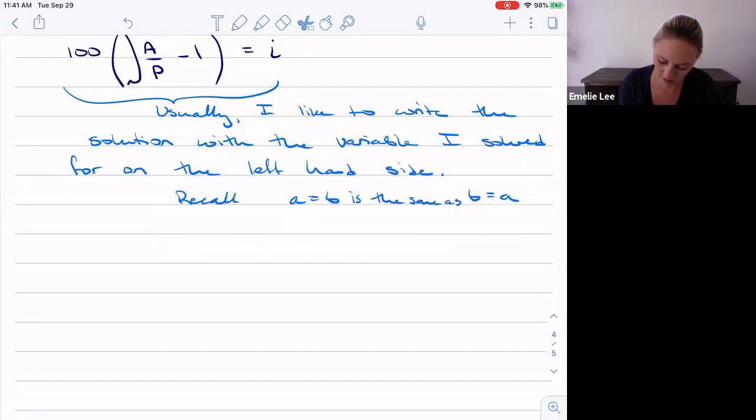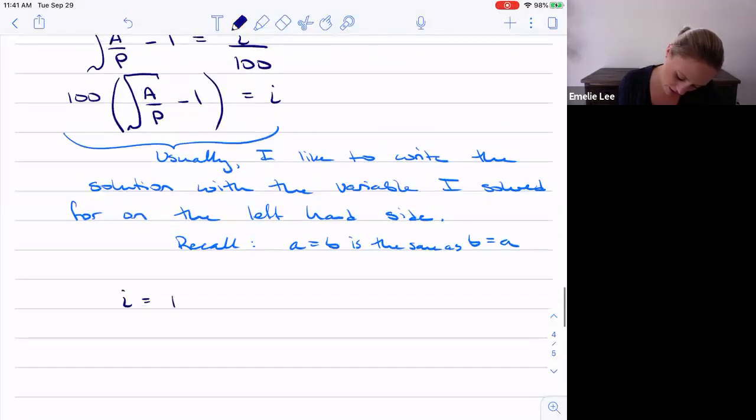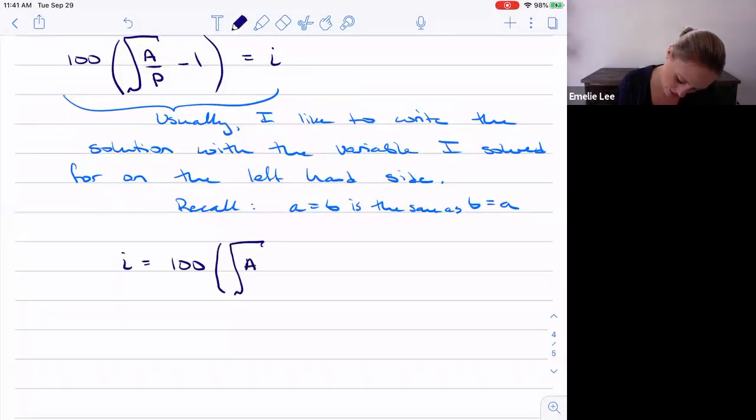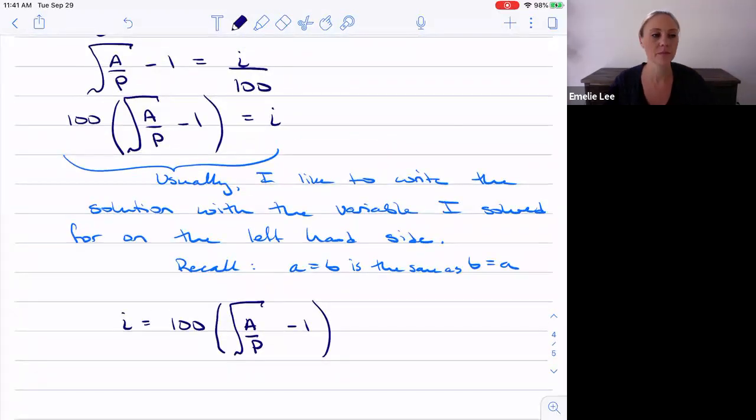Maybe I'll, there. Little squished. Right? So how I'm going to write this is I equals 100 all times the root of A over P minus 1. Okay. But those two things are equivalent. Okay, nice.